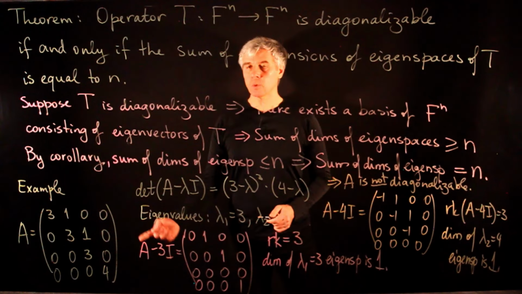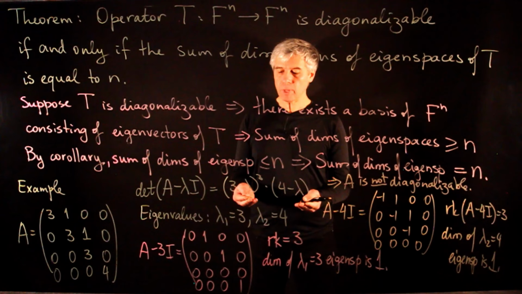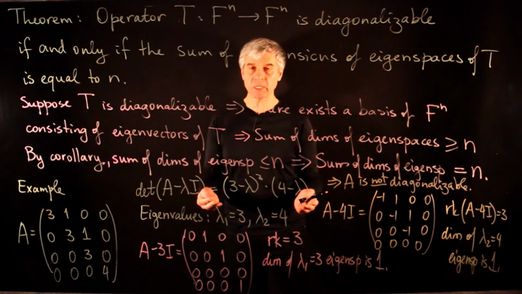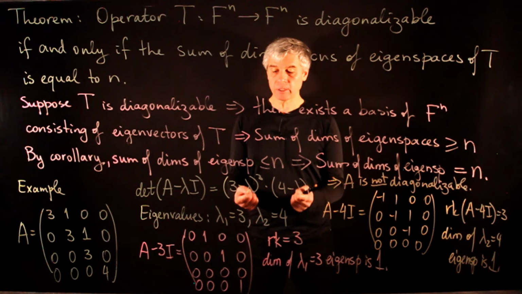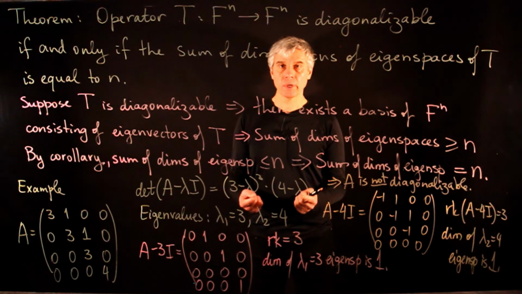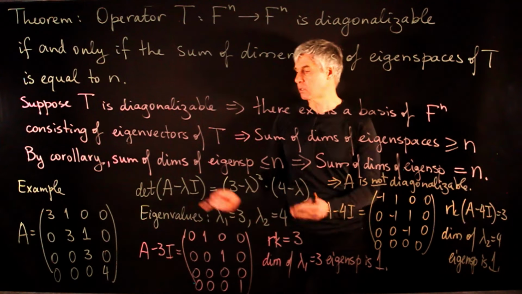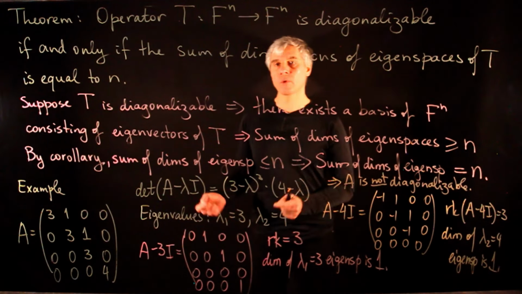Going from real to complex numbers will not help us, because going to complex numbers can only help you to factor your characteristic polynomial. But this characteristic polynomial is already factored into linear factors. So going to complex numbers will not change the situation. So this matrix is not diagonalizable neither over real numbers nor over complex numbers.